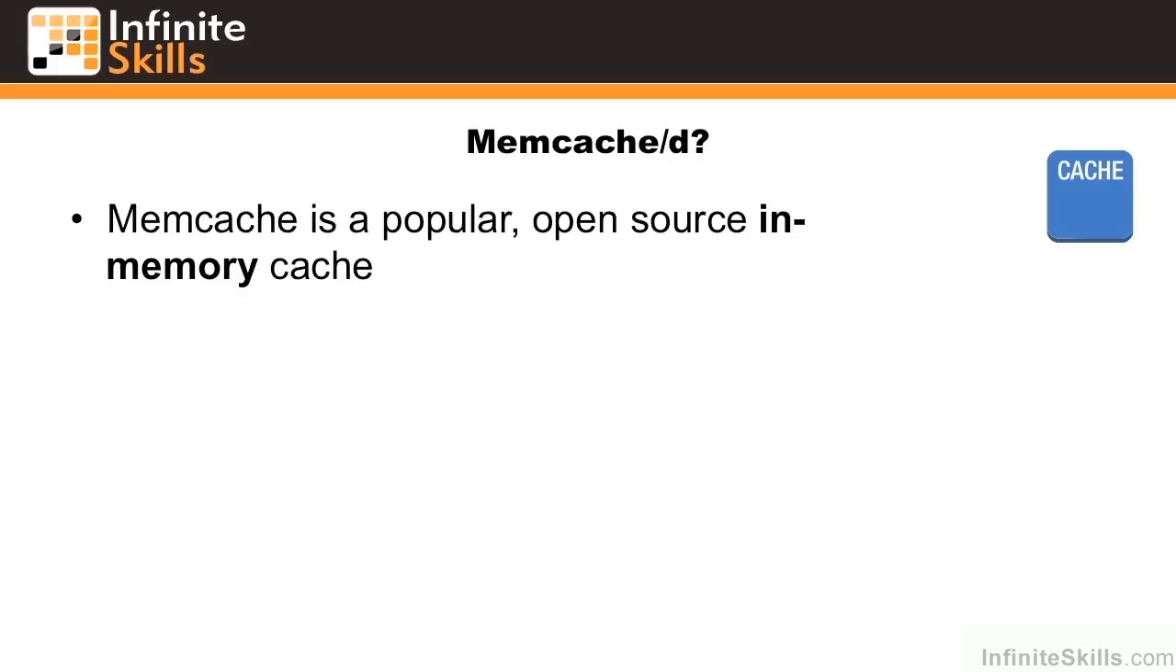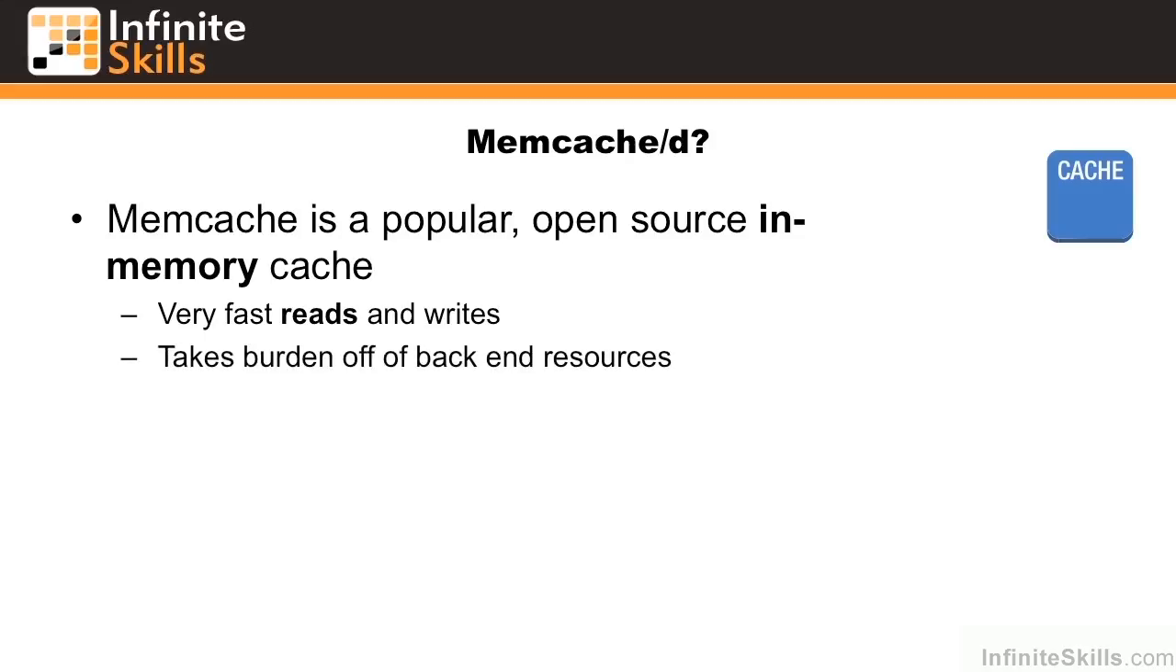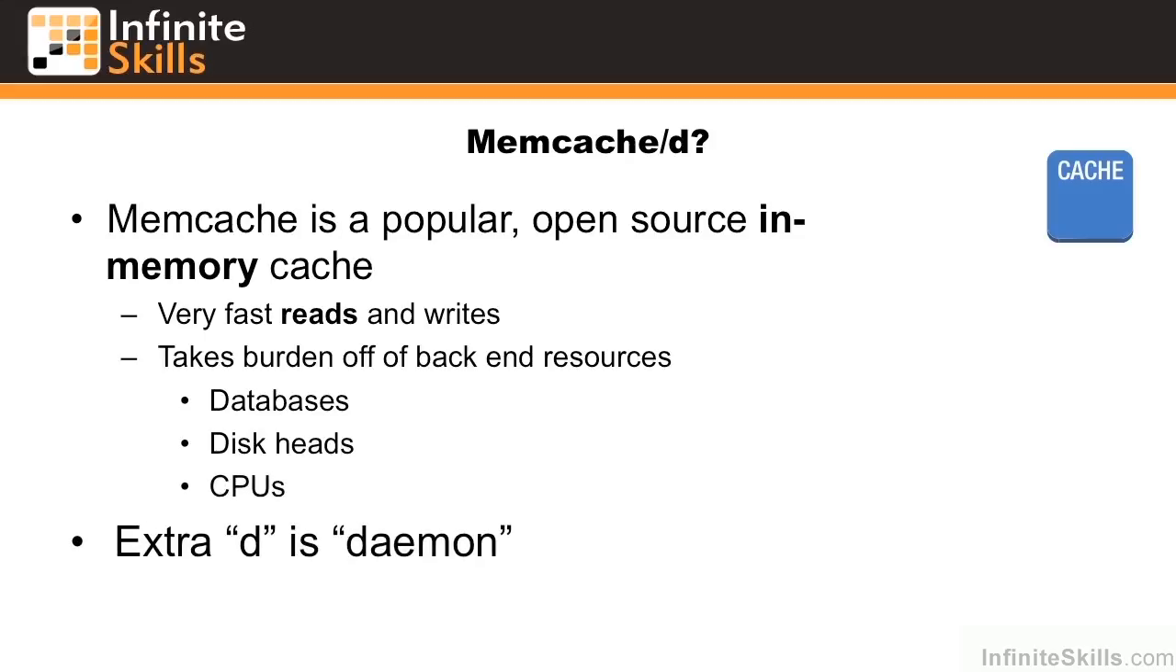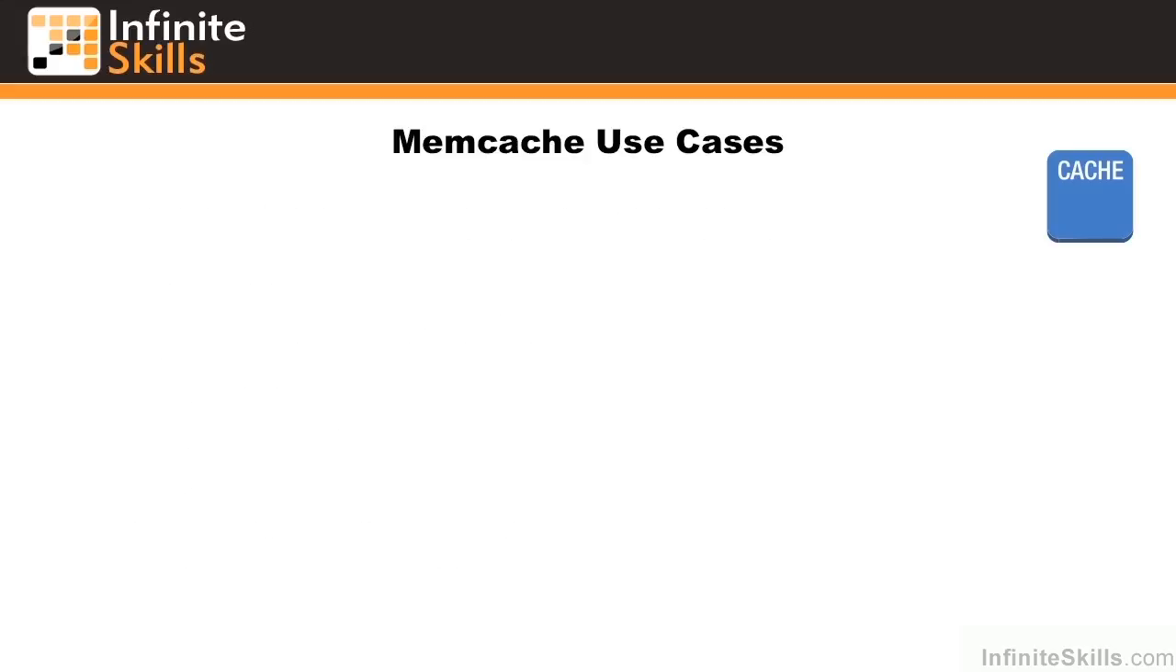Memcache/D, what is that exactly? Memcache is a popular open source in-memory cache. It has very fast reads and writes because the results are coming from memory, not from a disk head. It can be used to unburden backend resources and free them up for more important work. Those backend resources could be databases, disk heads, or CPUs. The extra D stands for daemon.